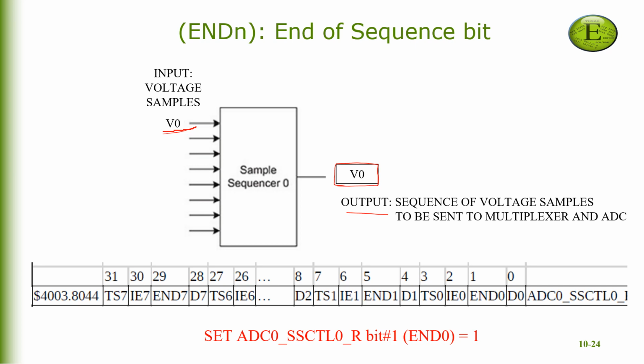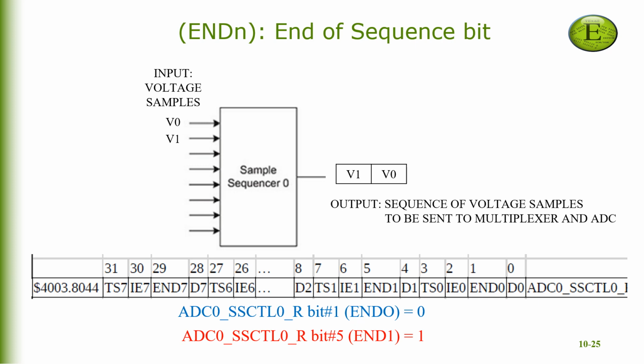In that case, out of these 4 bits, the END0 bit defines the end of sequence bit. Remember, these 4 bits correspond to the control bits of input number 0. That's where V0 is coming from. Then because V0 is the only sample, it is the last sample, so we are going to set this bit END0 equal to 1.